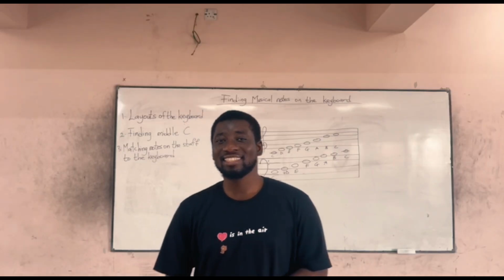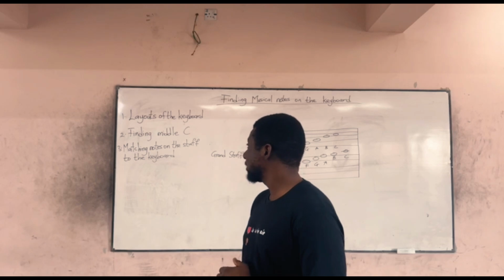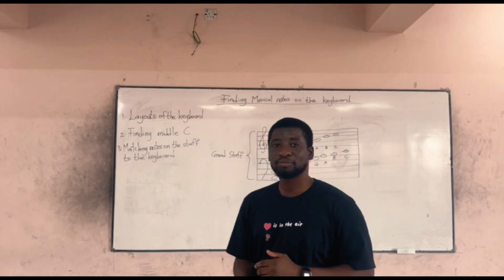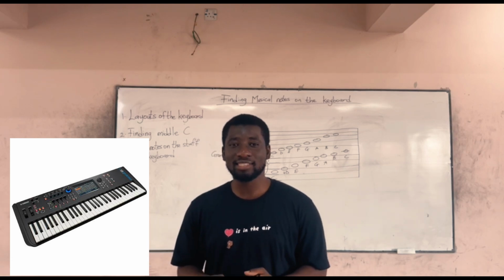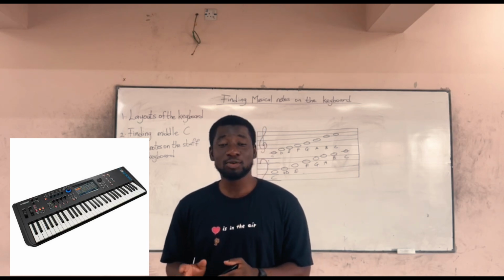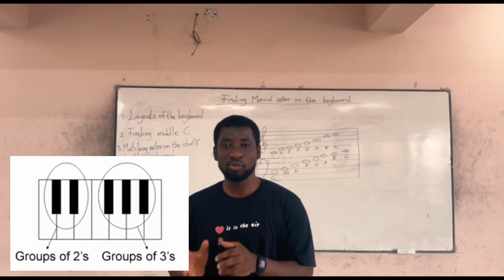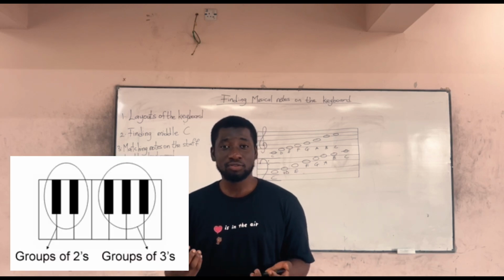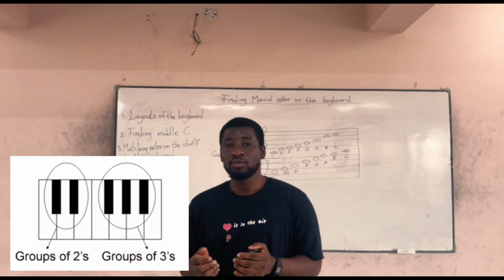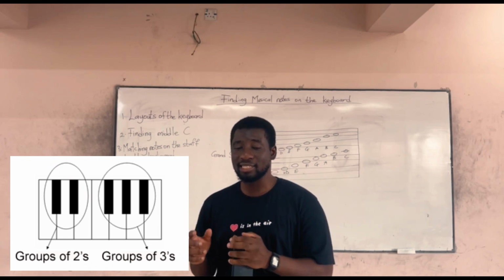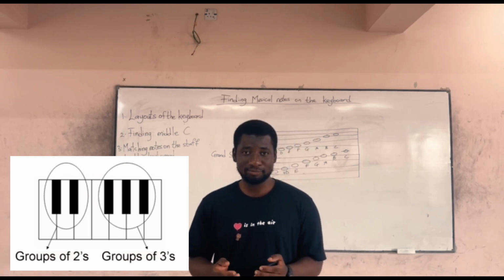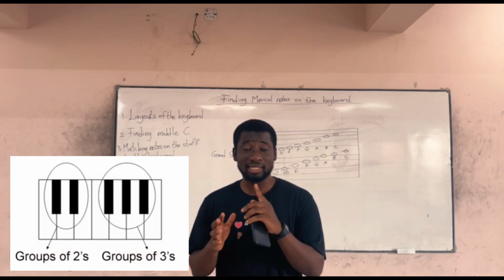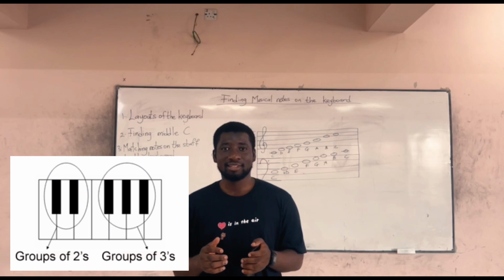So the first item on our list is the layout of the keyboard. The keyboard consists of white and black keys, and the black keys are grouped into 2s and 3s. For us to find C, we need to locate where the 2 black keys are, and behind every 2 black keys is a C.